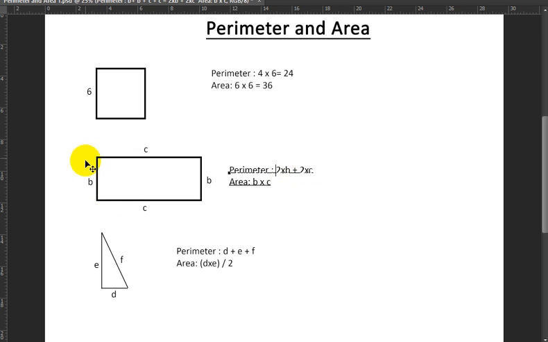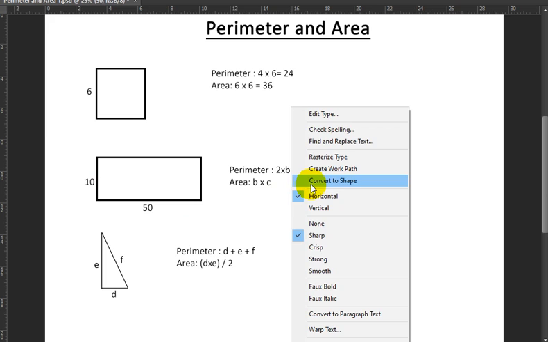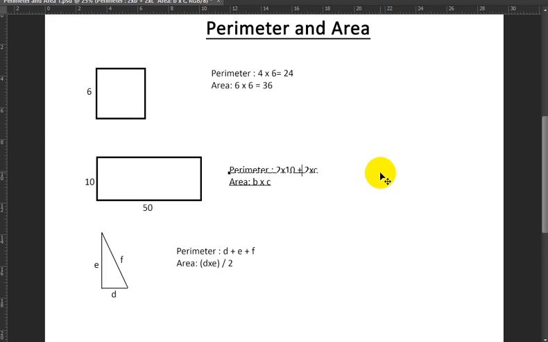And then to find the area, I multiply one small side with one big side. So let's say that the small side was 10 and the big side was 50. Now I'm going to replace these numbers in the place of the letters. So wherever B, I'm going to put 10, and wherever C, I'm going to put 50. To find the perimeter, 2 times 10 makes 20, plus 2 times 50 makes 100, and I get 20 plus 100, which gives me 120. So that would be the perimeter of this rectangle. And the area would be 10 times 50, so 500.